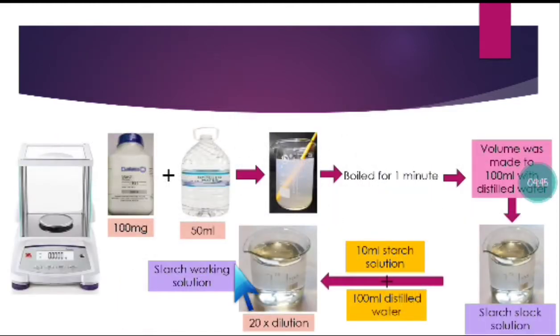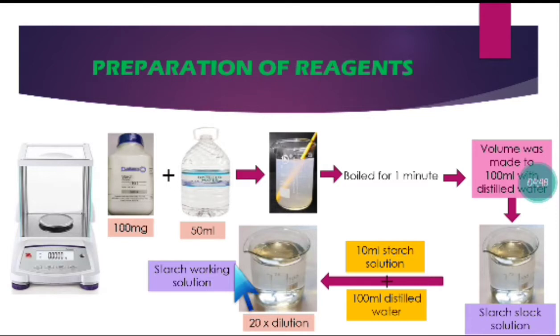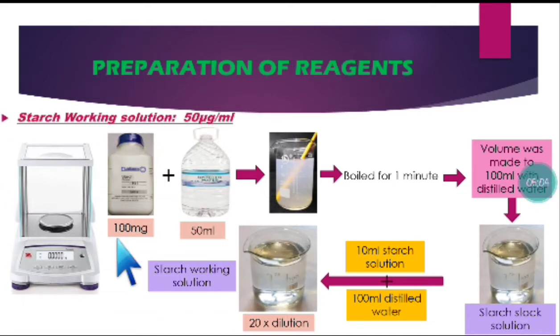And coming to the preparation of the reagents. The first reagent is the starch solution. Of course, we need a digital weighing balance for measuring the chemicals. The first reagent that we are going to prepare here is the starch working solution, and the standard concentration that we are going to use for this experiment is 50 microgram per ml. So for this reagent, we will take 100 milligram of starch and first dissolve it in 50 ml of distilled water.